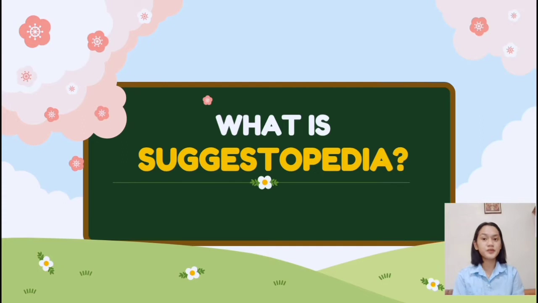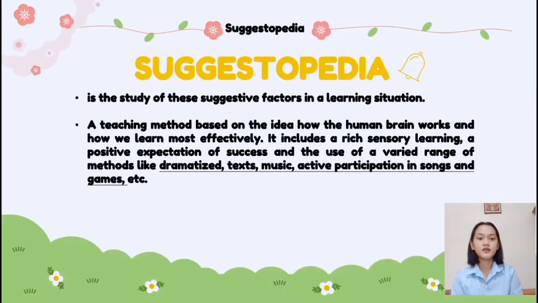What is Suggestopedia? Suggestopedia is the study of these suggestive factors in a learning situation. A teaching method based on the idea of how the human brain works and how we learn most effectively. It includes rich sensory learning, a positive expectation of success, and the use of a varied range of methods like dramatized text, music, active participation in songs, and games. So it is a teaching method which is based on a modern understanding of how the human brain works and how we learn most effectively.